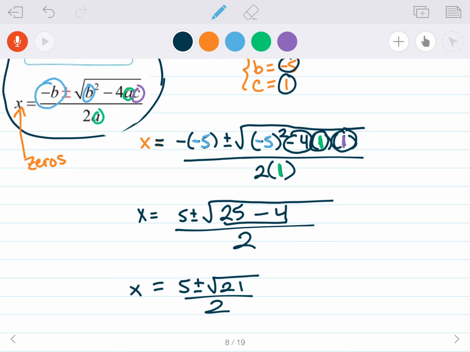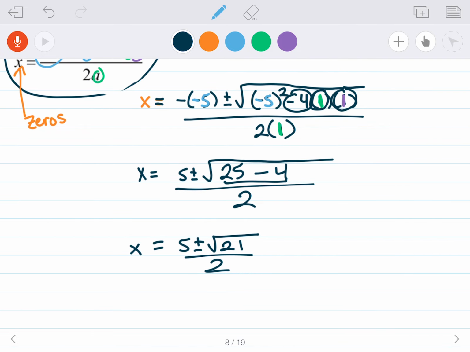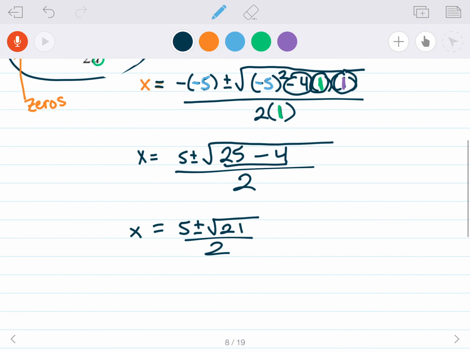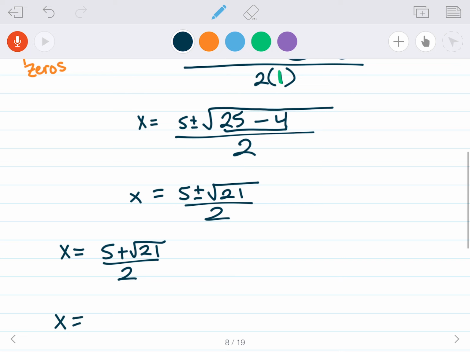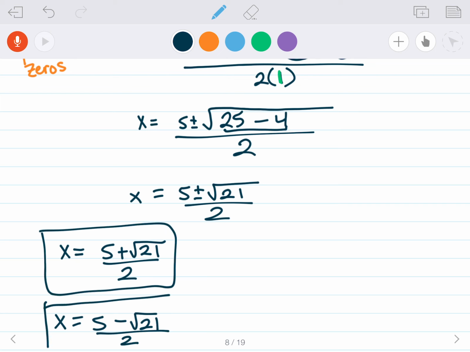Alright, so that's it. That's all we can simplify. So if you were writing this like two separate solutions, the first solution would be x equals 5 plus the square root of 21 all over 2. And the second solution would be x equals 5 minus the square root of 21 all over 2. So these are my zeros. These are my solutions to this equation. It's where it crosses the x-axis.